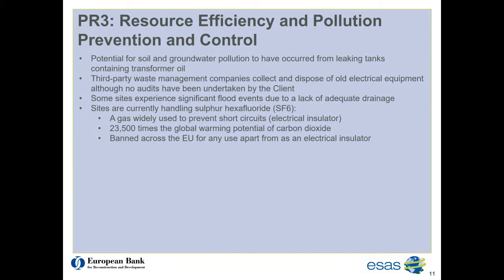Some of the substation sites also experienced significant flood events due to a lack of adequate drainage, and some of the sites are also handling sulfur hexafluoride. Now, this is a very specific type of gas widely used to prevent short circuits, as it is an excellent electrical insulator. However, it has a very high global warming potential and is currently banned across the EU for any use apart from as an electrical insulator. And so the overall management of SF6 was something to focus on during the due diligence exercise.